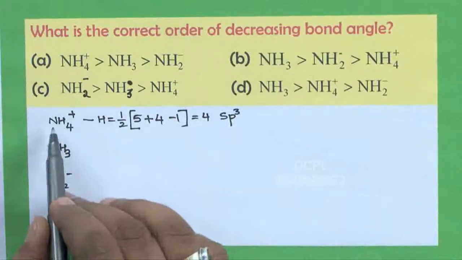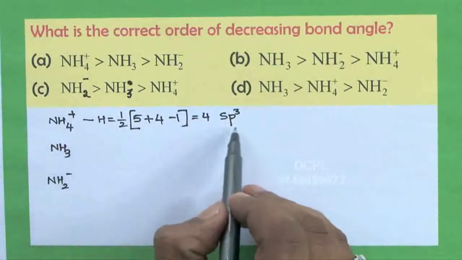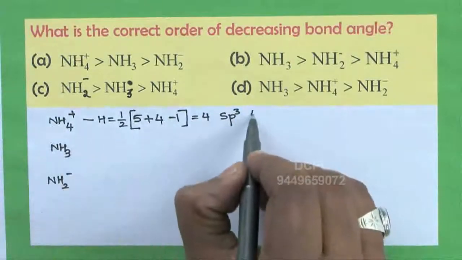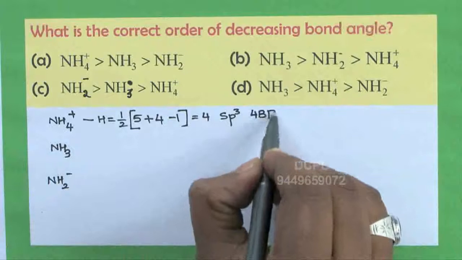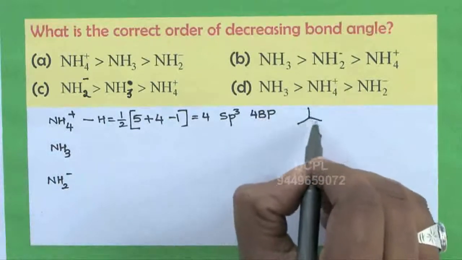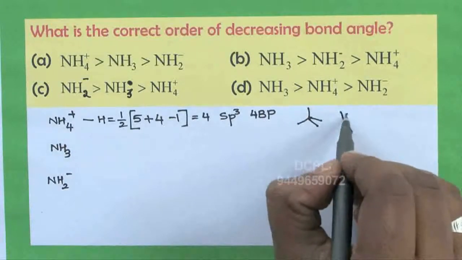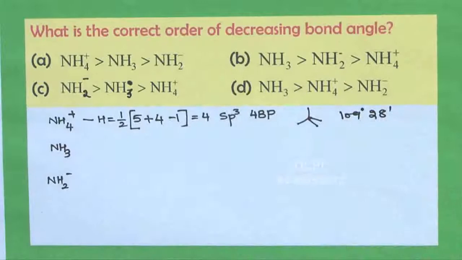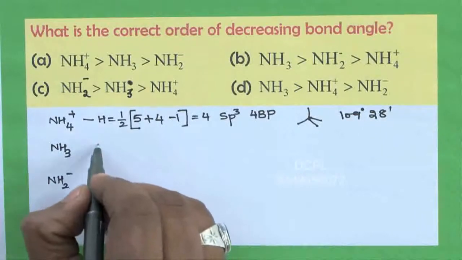Now, in NH4 plus, nitrogen contains 4 hybrid orbitals. Nitrogen is linked to 4 hydrogen. That means all 4 are bond pairs, and it doesn't contain any lone pair. If all 4 are bond pairs, then the shape is perfect tetrahedral and the bond angle will be 109 degree 28 minutes.